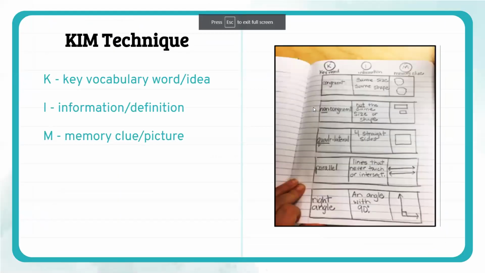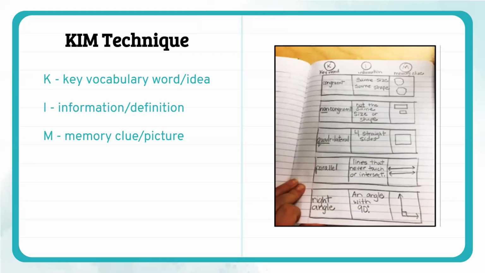The KIM technique is a technique that you teach your students when you're starting out. Let's say you're explaining the word reel. If you're talking about fishing in the story that you're about to read, you would have your students write K-I-M. If you see in the right-hand picture, they would do the keyword, information, and memory clue.